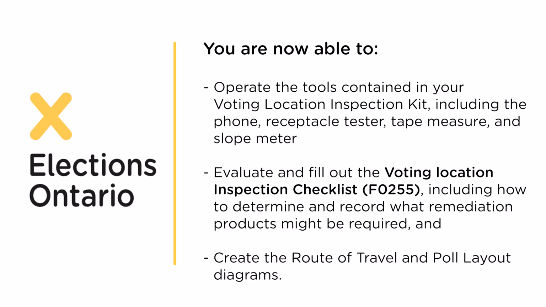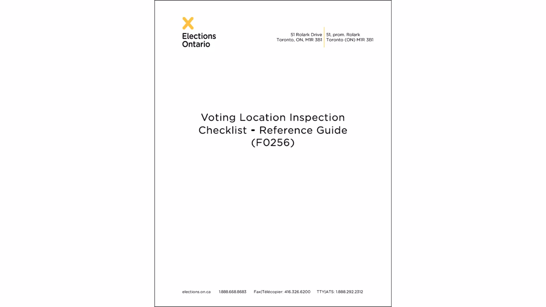Congratulations! You have reached the end of the training. You are now able to operate the tools contained in your voting location inspection kit, including the phone, receptacle tester, tape measure, and slope meter. Evaluate and fill out the voting location inspection checklist, including how to determine and record what remediation products might be required, and create the route of travel and poll layout diagrams. Topics in this training are covered in detail in the Voting Location Inspection Checklist, Reference Guide, and EOpedia. Please refer to the guide for assistance when conducting an inspection.